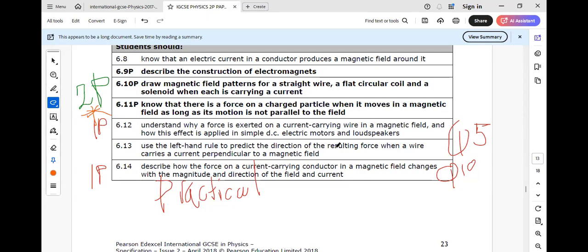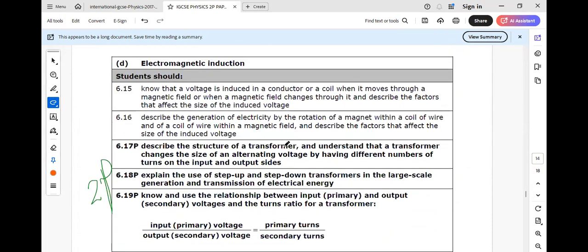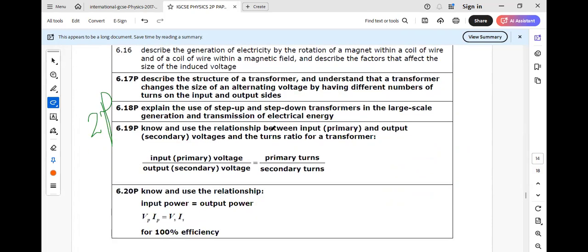I was trying to focus on some questions we got in the recent papers, in our papers as well, around moving particles. So they are in the revision too. The other area related to electromagnetic induction, transformers, can be in your paper. A transformer question can be a calculation, as well as a qualitative question where they will ask about how transformers work.